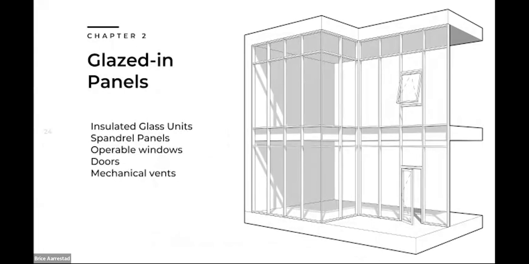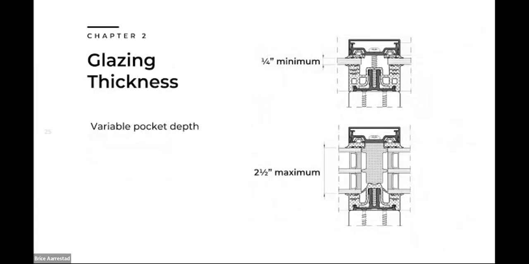Like any aluminum system, we can use insulated glass units in double pane and triple pane, spandrel panels, operable windows and doors, as well as mechanical vents. So a lot of flexibility in how you can approach the glazed panels. The glazing pocket itself, the component that adapts to the glazing unit size, varies from 1/4 inch, which you would think of as an interior curtain wall, single pane, up to a 2.5 inch maximum glazing pocket. So there you're talking about a pretty robust assembly, multiple panes of glass, likely impact rated glass as well.